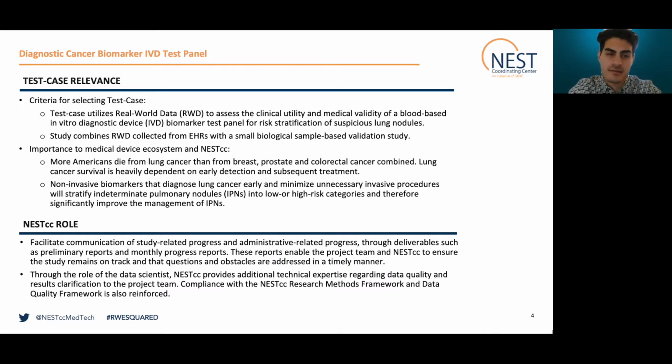In this test case, NEST's role was to facilitate communication between all collaborators on study progress and administrative progress. Deliverables were monitored and collected, including preliminary and final reports, as well as having a data scientist on board to help clarify any technical questions and to ensure that data quality and compliance was reinforced.